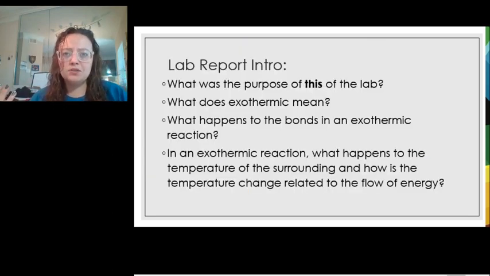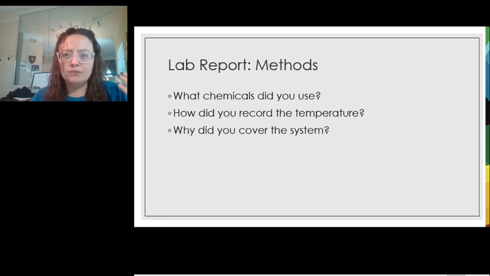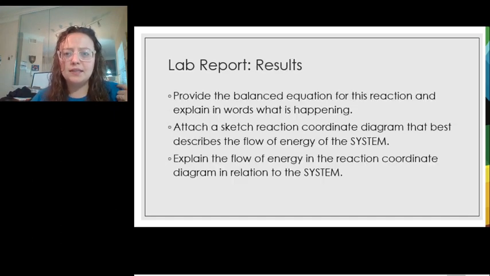So the purpose of this lab was to look at exothermic reactions, which means that heat was released. This also means that because energy was released, we have to be making bonds and making more stable products. And as this energy is being released, our surrounding temperature is increasing because it's absorbing all of this high energy coming off of our system. We used vinegar, we used steel wool, we recorded with a thermometer, and we covered it to prevent heat loss.